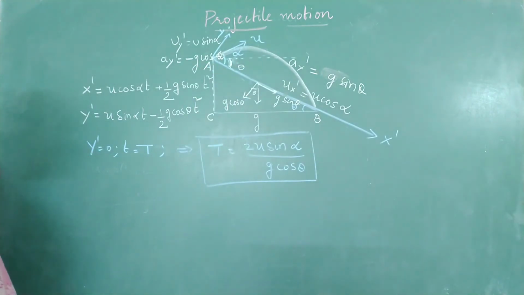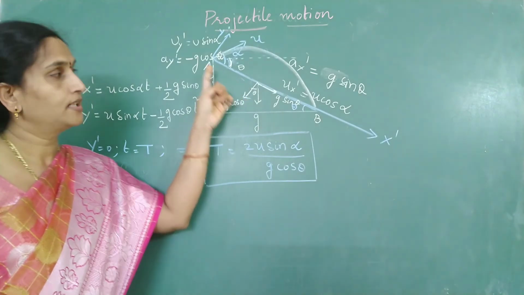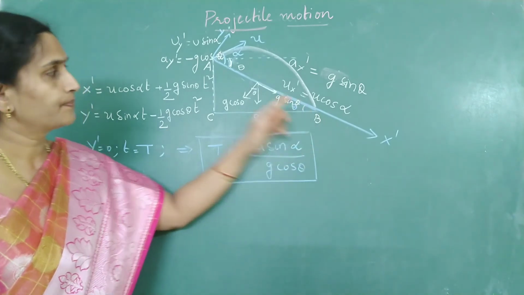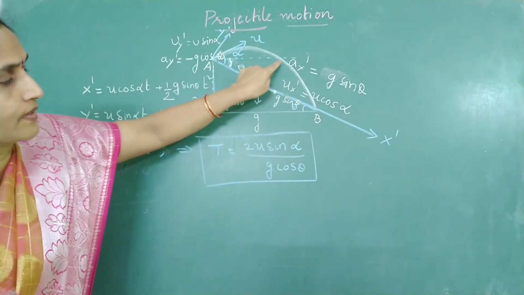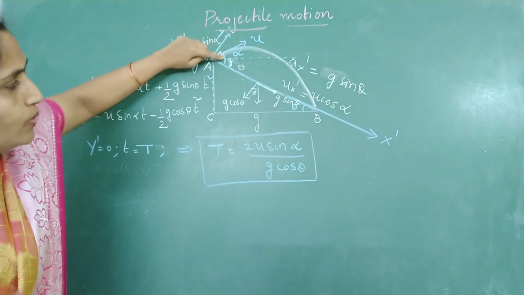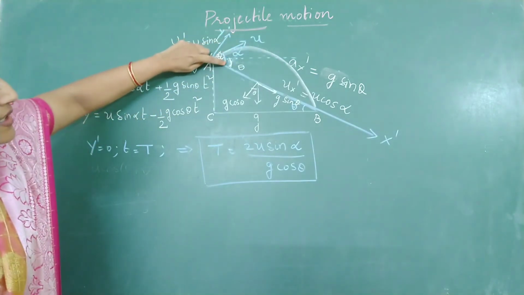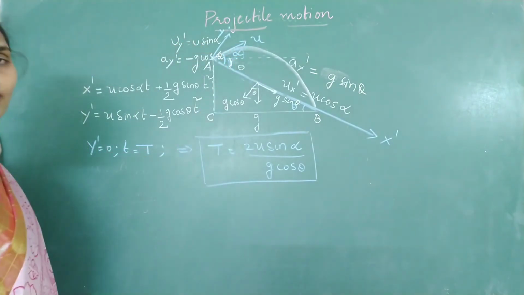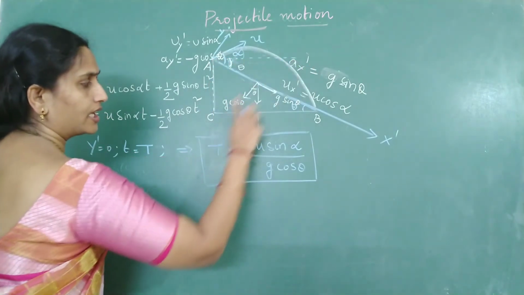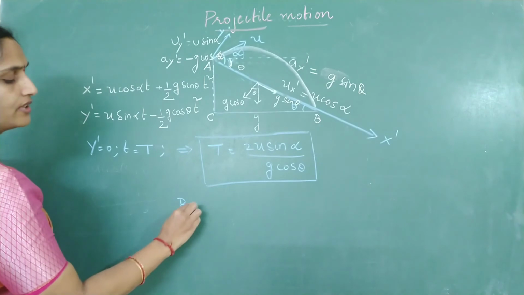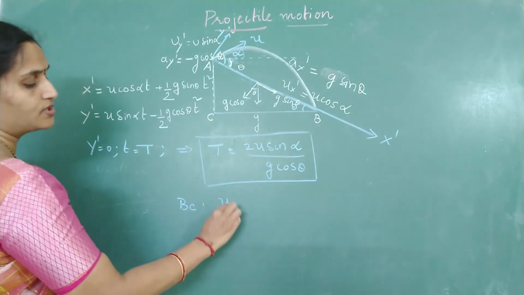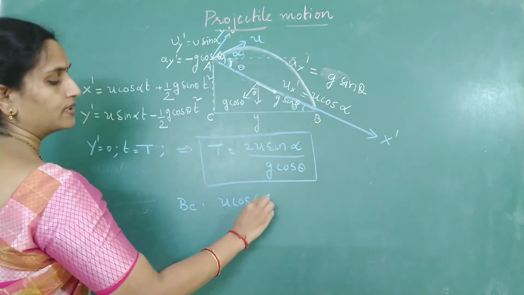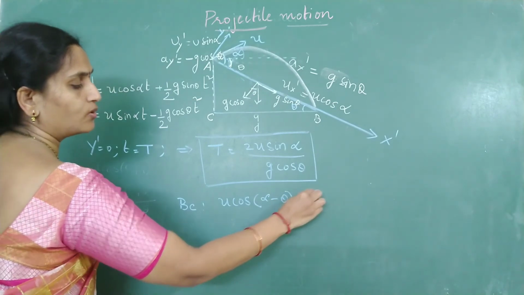Now coming to range. Again we need to calculate two formulas for range: range along the inclined plane and range along the horizontal. See, I have given this dotted line. What is the angle made by your u vector with the dotted line? See, this total angle is alpha, this angle is theta. Can I write the remaining angle as alpha minus theta? So what is the velocity along BC? Because we need to find the range along BC. It is u cos alpha minus theta into time of flight.